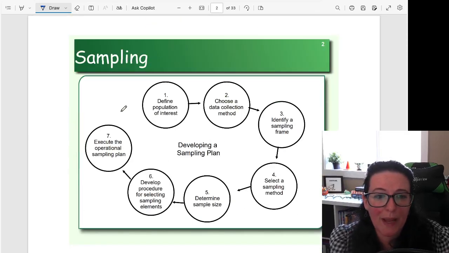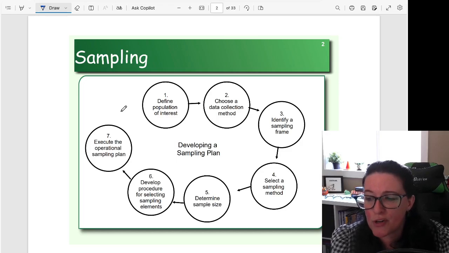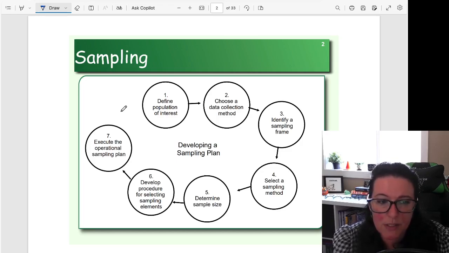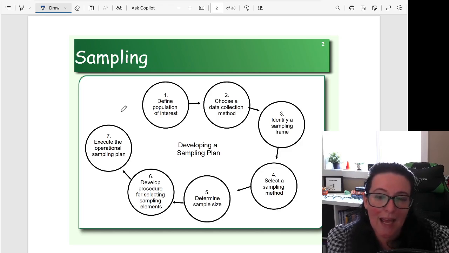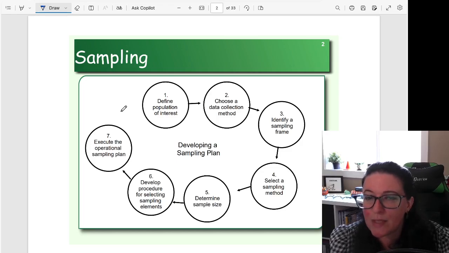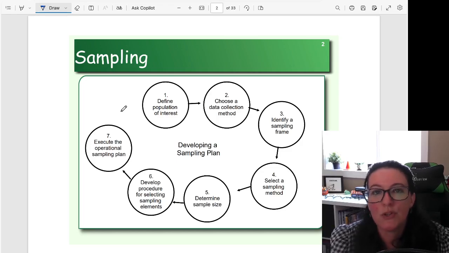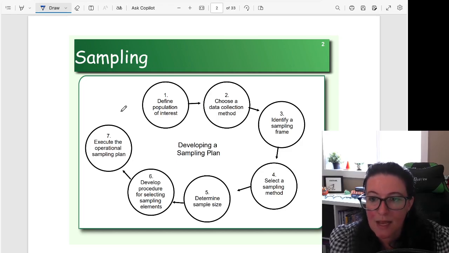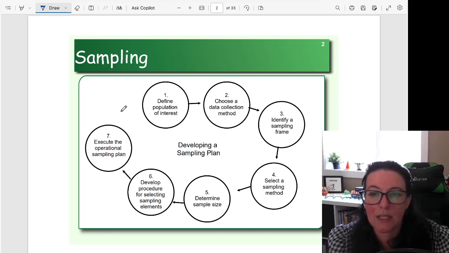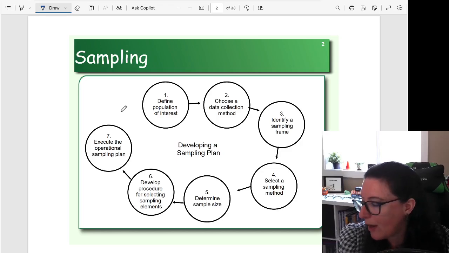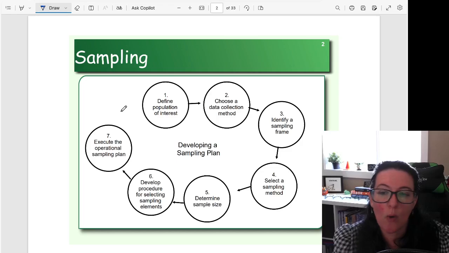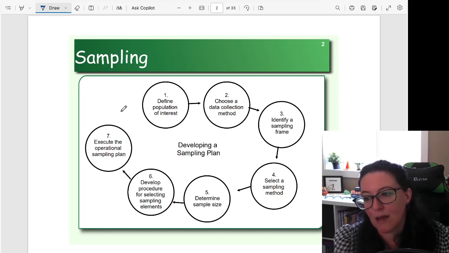So how do we develop a sampling plan? We need to first define that population of interest, choose a data collection method, identify a sampling frame, select a sampling method, determine the appropriate sample size, and then develop procedures for selecting that sample. Okay, and then execute it. So we're going to be going through these steps in our next couple videos.